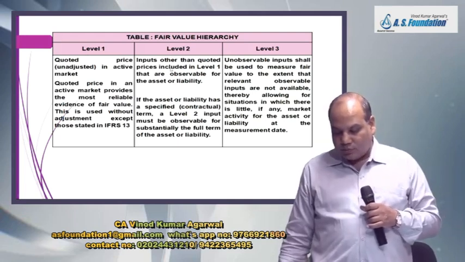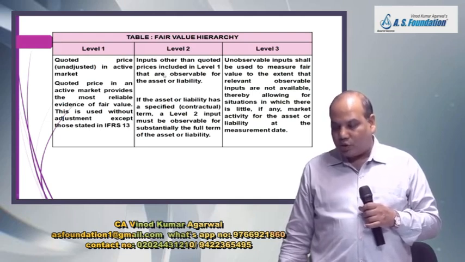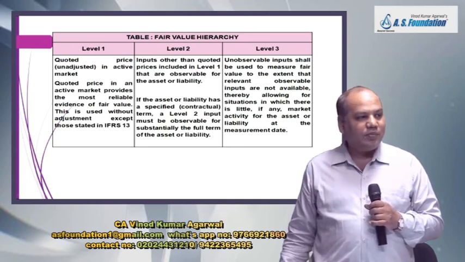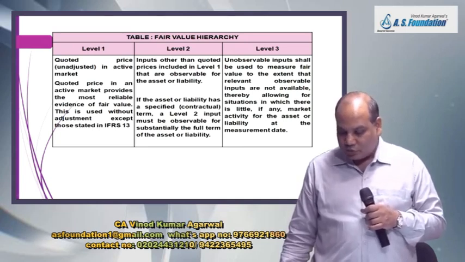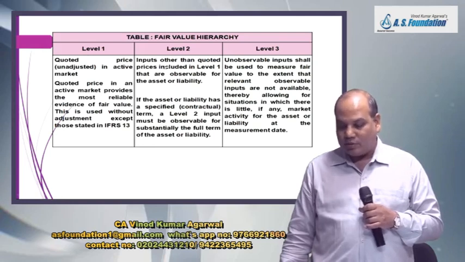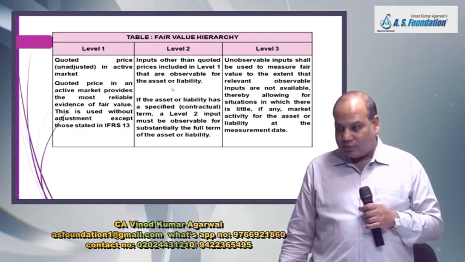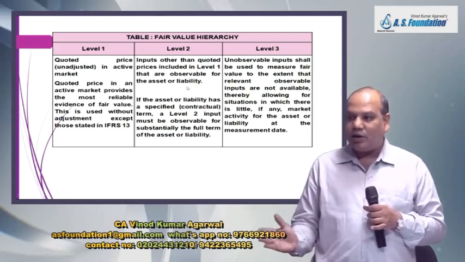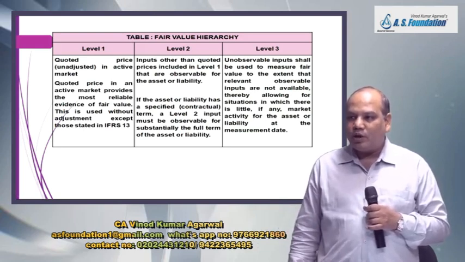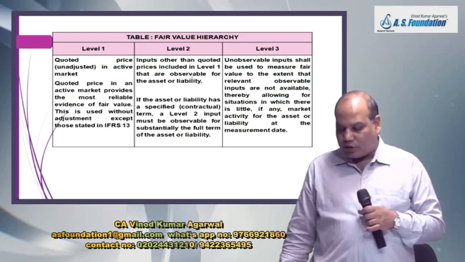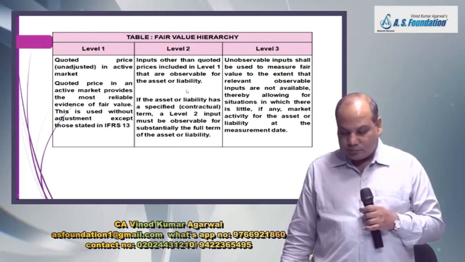And then what is level 2? Level 2 is also based on observable input, but they are not available in the active market or not available for the same asset or liability. So sometimes they may also be traded in a market but not in an active market, or we may not get the direct answer for those asset or liability, but there may be similar asset whose value can be used as a basis. So input other than quoted price included in level 1 that are observable for asset or liability.